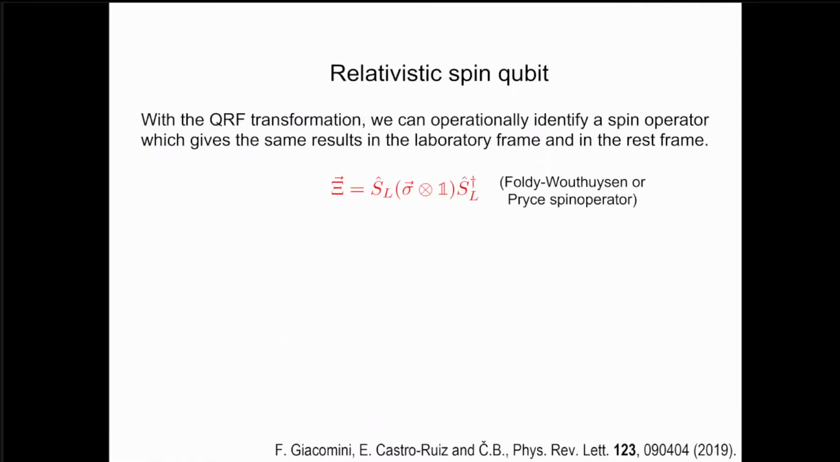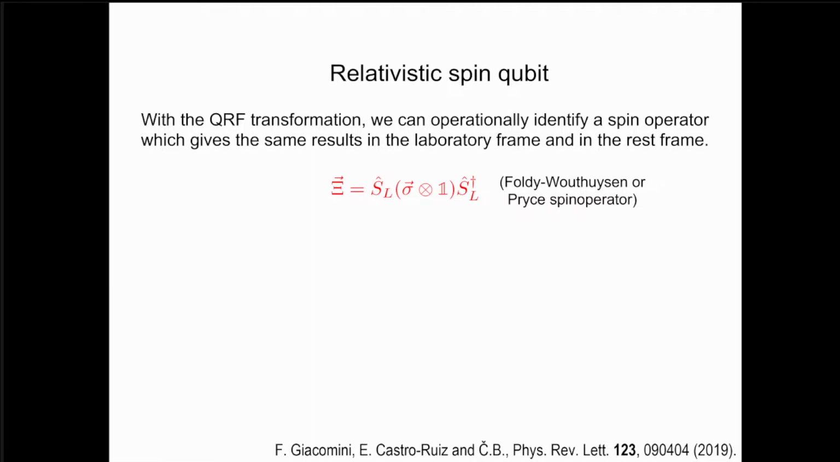And now, not only the states can be transformed, also operators can be transformed. With this quantum reference frame transformation, we can operationally identify a spin operator which gives the same results in the laboratory frame as the one in the rest frame. In the rest frame, for example, when we measure just spin and don't measure momentum of the particle, then we measure just the spin operator on the spin degrees of freedom. But now this corresponds in the laboratory frame to the operator that transforms as any operator from one reference frame to another, with this unitary transformation sandwiching the original operator.